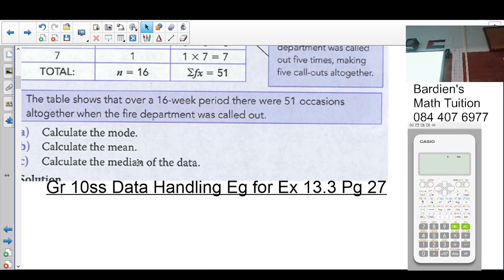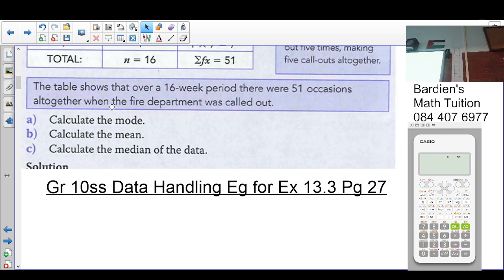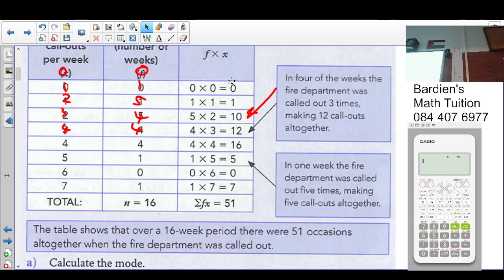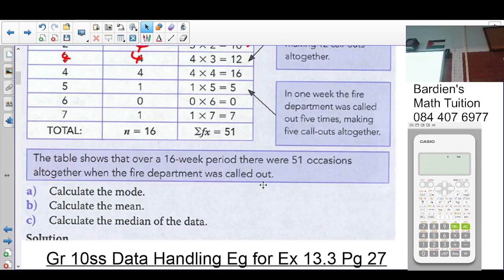The table shows, okay? The table shows that over the 16-week period, there were 51 occasions. So when we add this up here, we'll get the total number of call-outs over the 16 weeks. Can you see that, people? Okay, so here we are told that the table shows that over a 16-week period, there were 51 occasions altogether that the fire department was called. Okay.